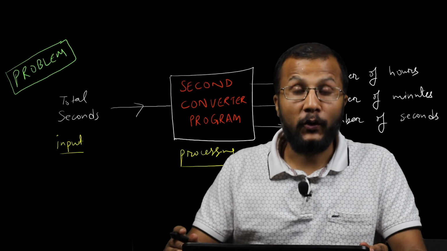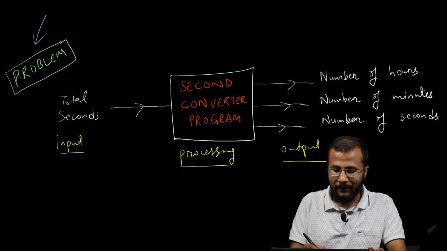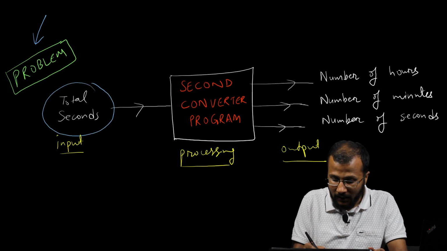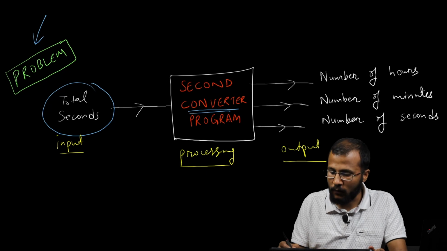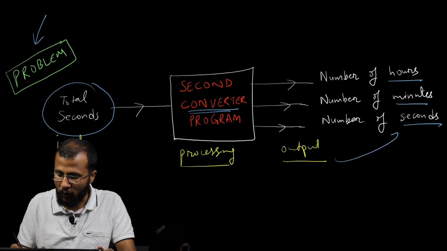In this lecture, we are going to learn how to solve this problem: write a computer program that will take the total number of seconds as an input and then convert that total number of seconds into number of hours, number of minutes and number of seconds. So these are the outputs.